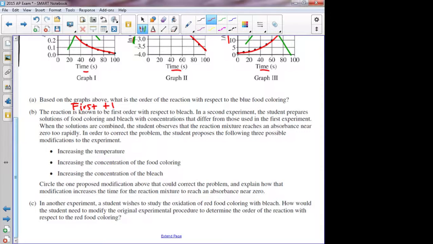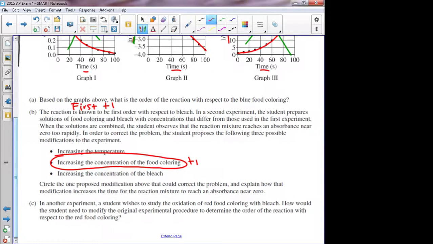In order to correct the problem, the student proposes the following 3 possible modifications to the experiment. We can either increase the temperature, increase the concentration of the food coloring, or increase the concentration of the bleach. What do we want to do? We want to increase the concentration of the food coloring. Plus one. Okay. Why do we want to increase the concentration of the food coloring?